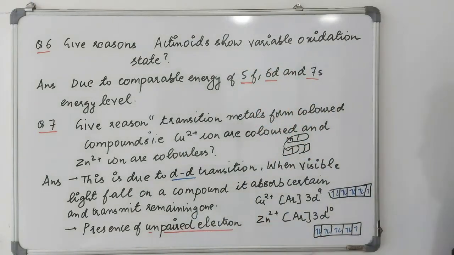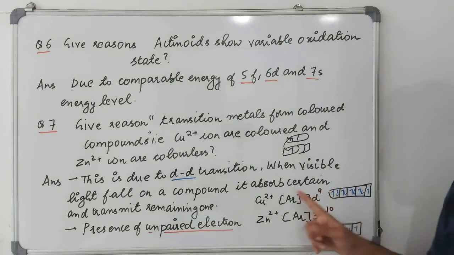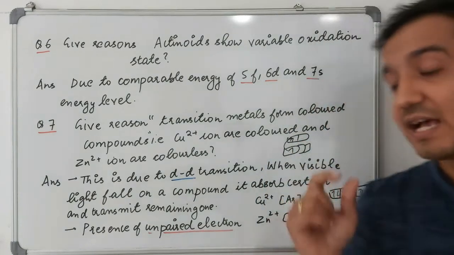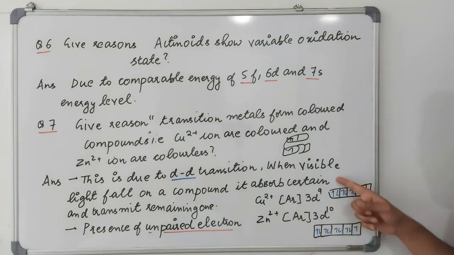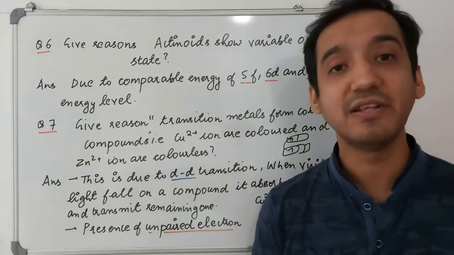Suppose you have copper 2 plus. If you write the electronic configuration of copper, it is argon 4s2 3d9, but it is 2 plus, so you have to remove 2 electrons from the 4s. As you remove 2 electrons, you have 3d9. If you write it in the form of boxes, you will see the last electron is unpaired, so as a result copper will show color.